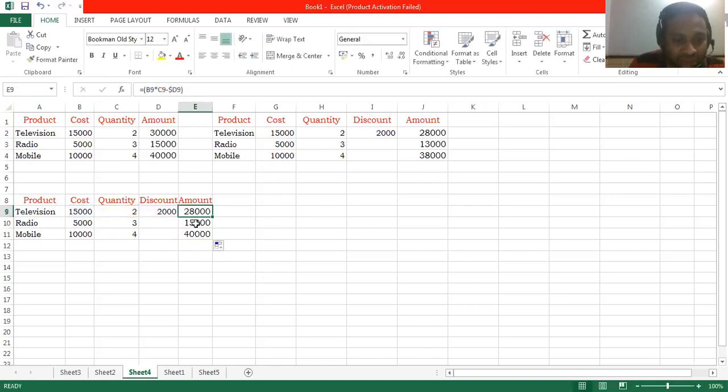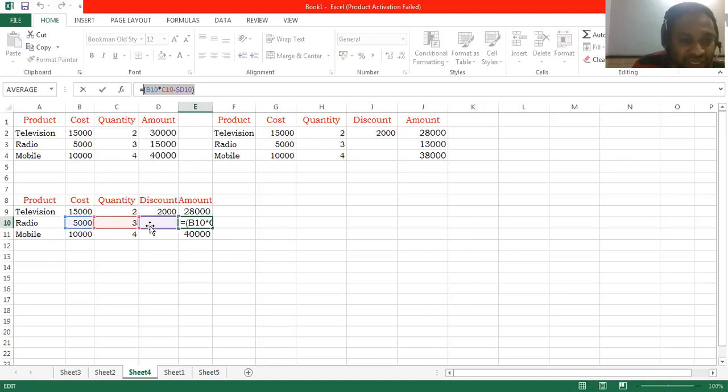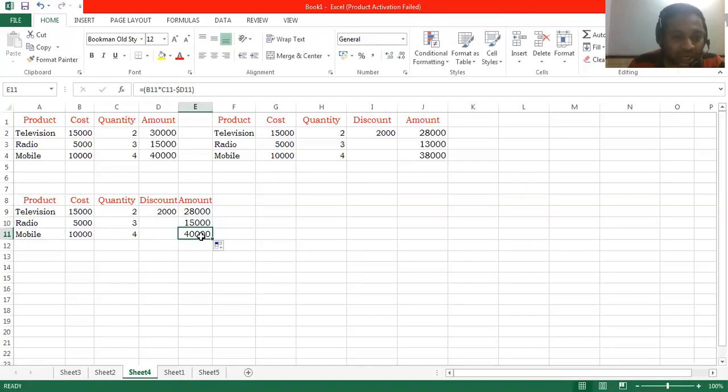And here you can see B10 multiplied by C10 minus, automatically the next cell is copied here. Here also you can see automatically the cell address is copied. This cell address is as usual copied here. You can see B11 multiplied by C11 and the empty cell also is copied here.